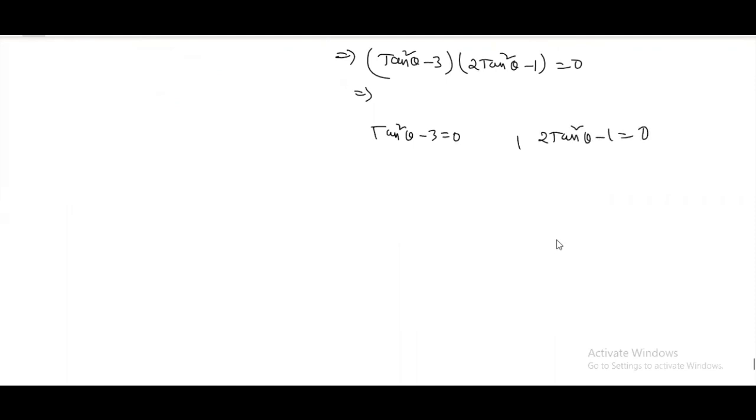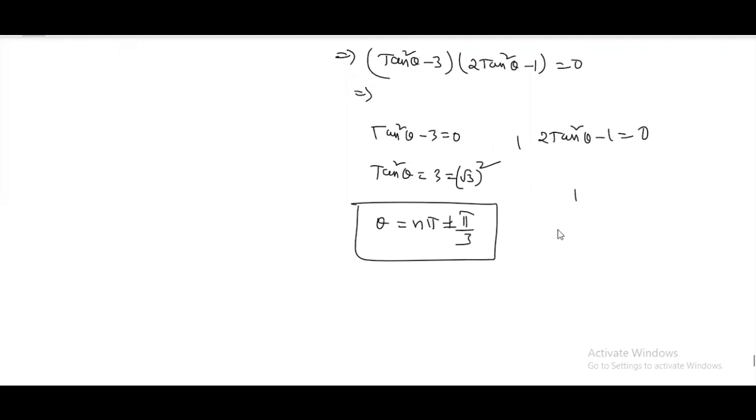So from here, tan square theta is equal to tan square alpha. So we'll get tan square theta is equal to 3, which can be written as root 3 whole square. Already we saw the solution for this one previously. So theta is equal to n pi plus or minus pi by 3 you will get. So this is one solution.